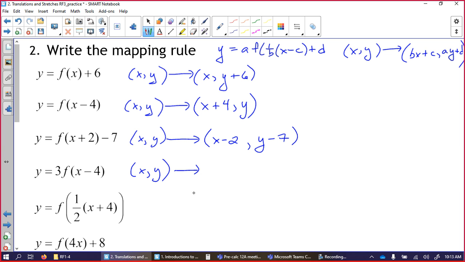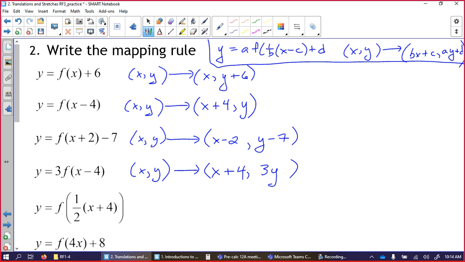Oh, we've got a number in front, so we have an A, so that gives us something with the Y, but there's no number at the end, so this one is just going to be 3Y. There's no number in front of the X, so that's X. Negative 4 minus C becomes plus C, and that's what we need to be able to do to write a mapping rule. This is your guide. If you're worried, write that down on the top of your paper.